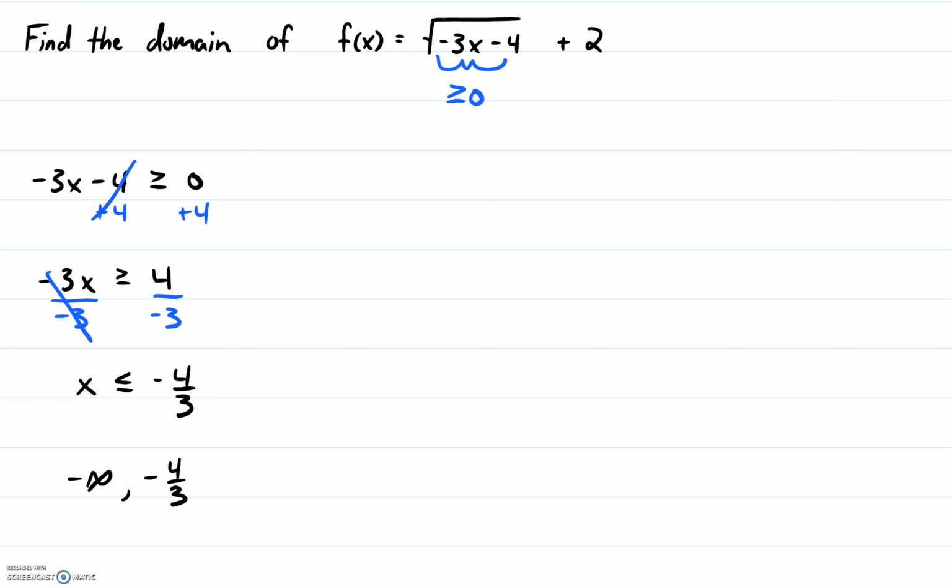And now we need to assign a parenthesis or a bracket. The first thing to note is that you always put a parenthesis around an infinity or a negative infinity, so that one's easy. The second thing to note is we're talking about x being less than or equal to. And since we have that equal to bar, that's going to lead us to be putting a bracket around the negative 4 over 3. And so our solution set in interval notation is all the numbers from negative infinity to negative 4 over 3, including negative 4 over 3. And that's your answer.